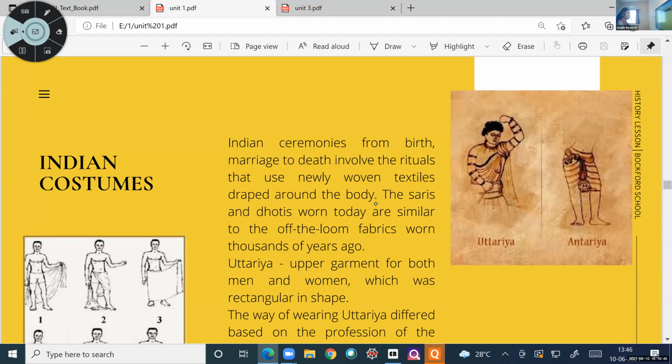Antariya, Uttariya, Kayaband. Okay, so Kayaband. Then one more is there. What is Kayaband, Sana? It is worn on the waist, like a belt, right? What is Ushnisa?